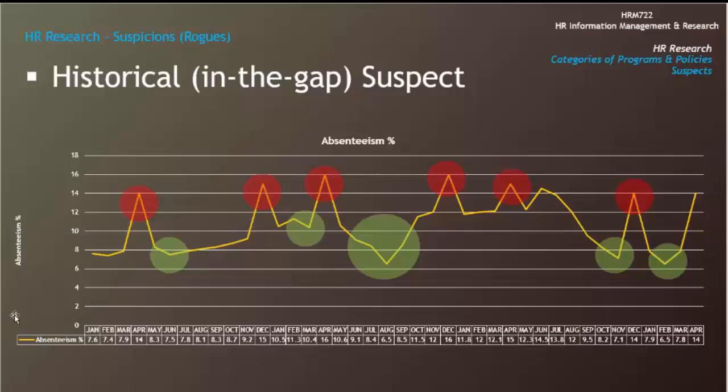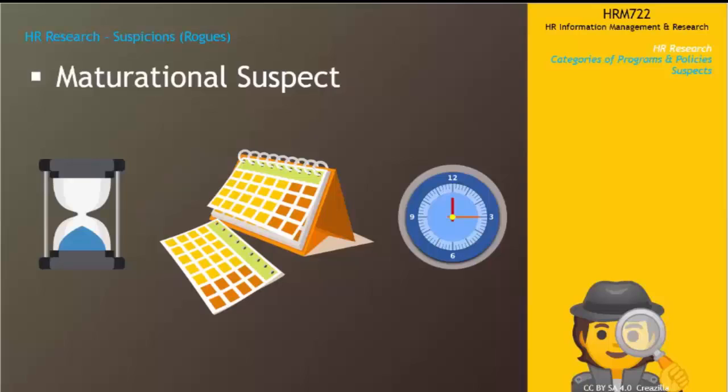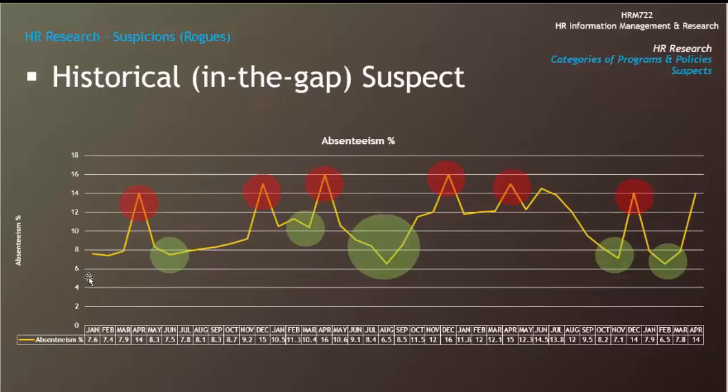Now, related to historical suspect is this thing called maturational suspect. What maturational suspect says is: did the results that you're seeing happen because time has passed? So maturational in that sense doesn't mean you're mature or you're immature. We don't label it that way. We think of it as some changes that have happened simply because of the passage of time. So take a look here. From here, beginning to the end, let's say 3 years later, time has passed.